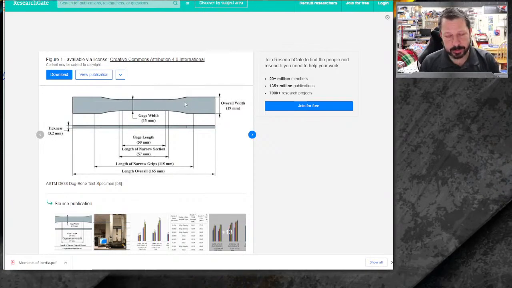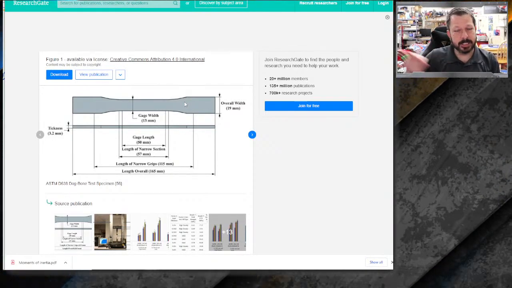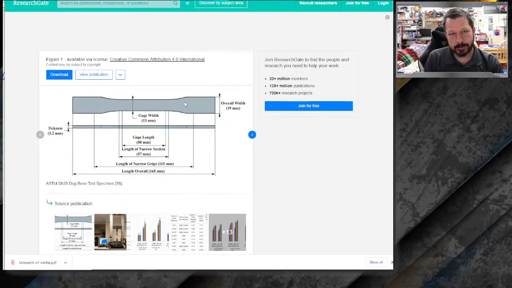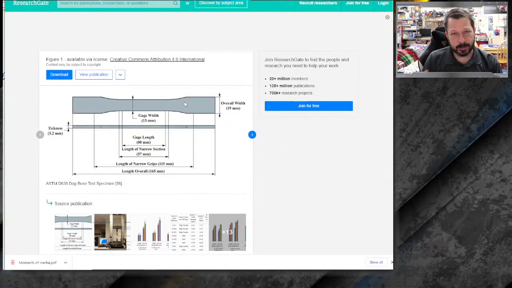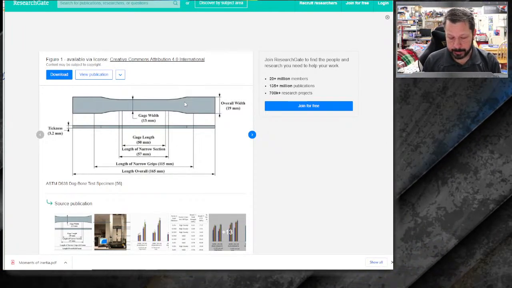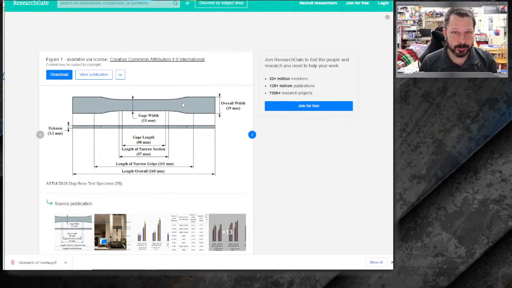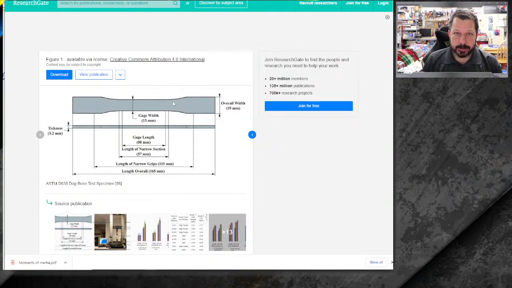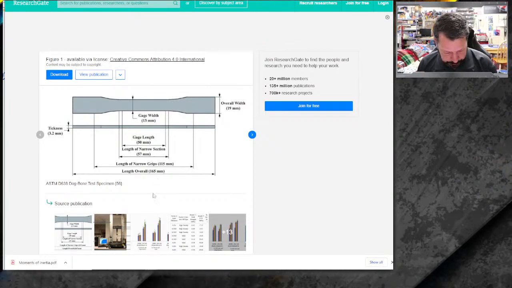If it breaks somewhere else, then we've got to figure out why it's not breaking in the gauge region, because the gauge region is the smallest region, and something has gone wrong with your test if it's breaking outside of that gauge region. Then you need to track down what that is before you go take a bunch more samples. We're going to do all this virtually in SolidWorks.